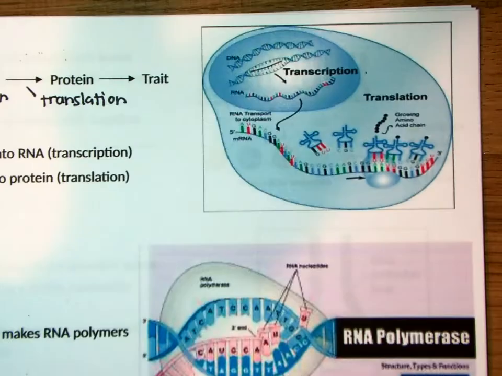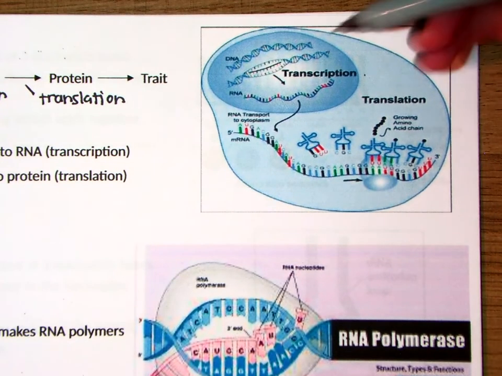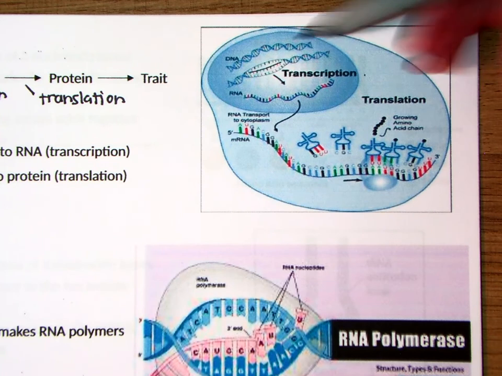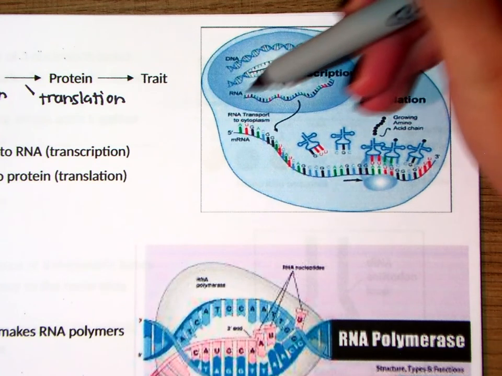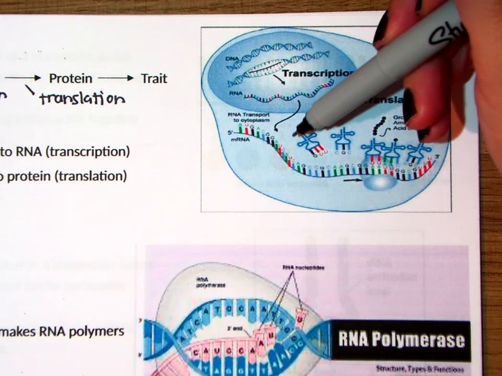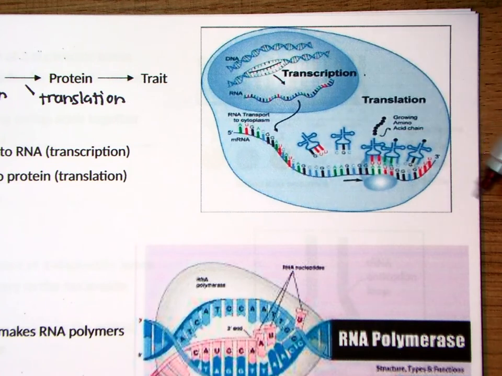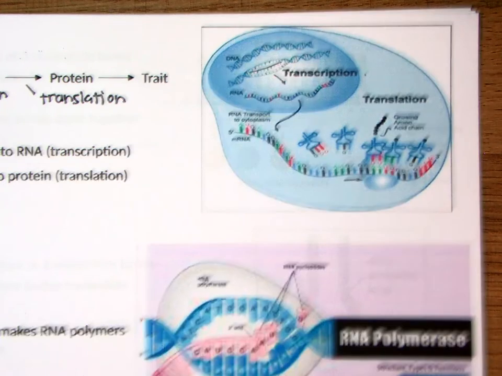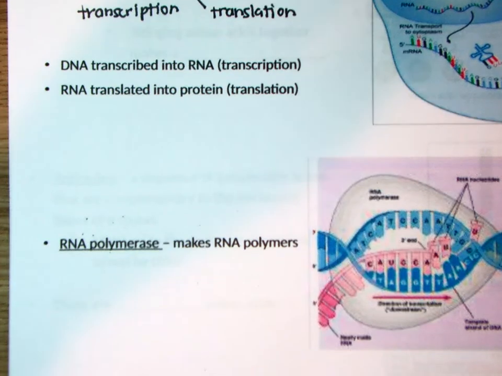So if we look at our picture here, transcription happens in the nucleus where the DNA is, and it forms our strand of RNA, which then leaves the nucleus, and then translation happens outside here in the cytoplasm, using ribosomes and transfer RNA. So again, I'm kind of jumping ahead, but we'll get there.